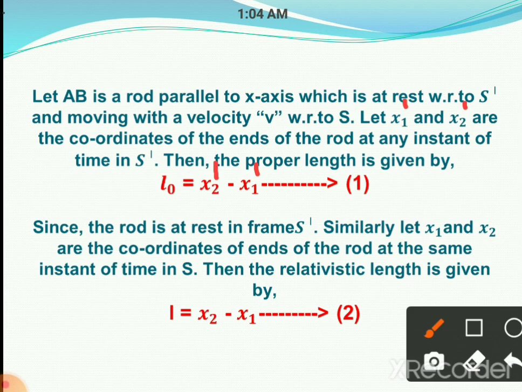Since the rod is at rest in the frame S dash, similarly, let x1 and x2 be the coordinates of the ends of the rod at the same instant of time in the S frame. Then the relativistic length is given by small l, called the relativistic length. Therefore, small l is equal to x2 minus x1. This is equation 2.